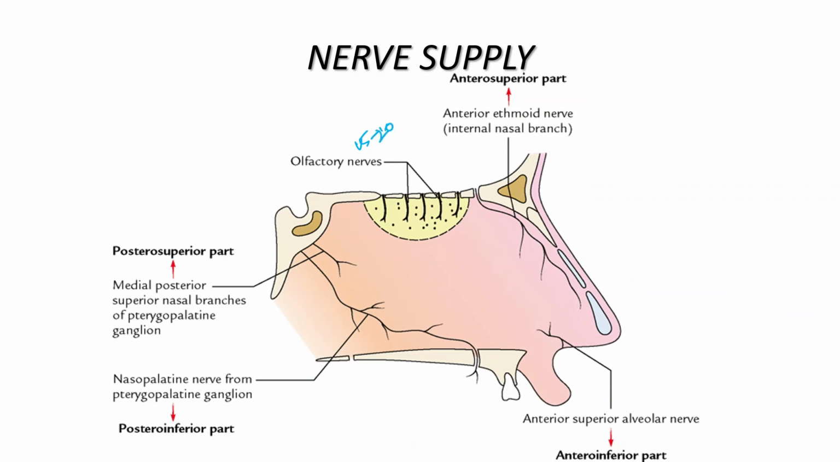which leave the nasal cavity by passing through the cribriform plate of the ethmoidal bone. These olfactory nerves convey the sense of smell from the central processes of the bipolar olfactory cells. So they carry the sense of smell through this olfactory zone. So this is about the sensory supply.